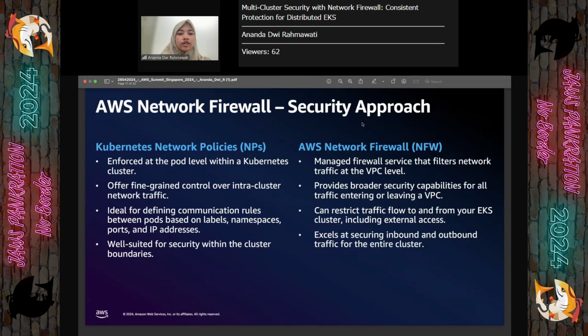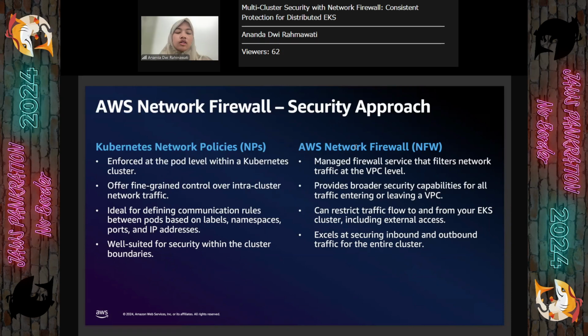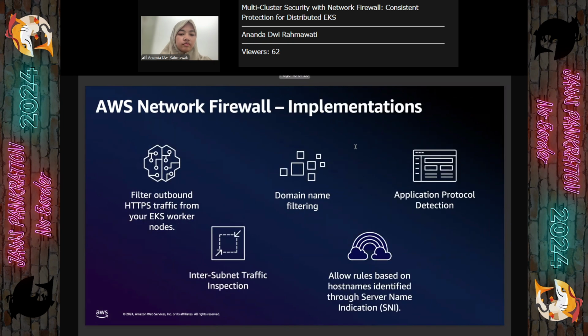Yes, with this security approach, we can configure a network policy and AWS Network Firewall. Implementation: filter outgoing, subnet filtering application, and allow rule based on SNI.